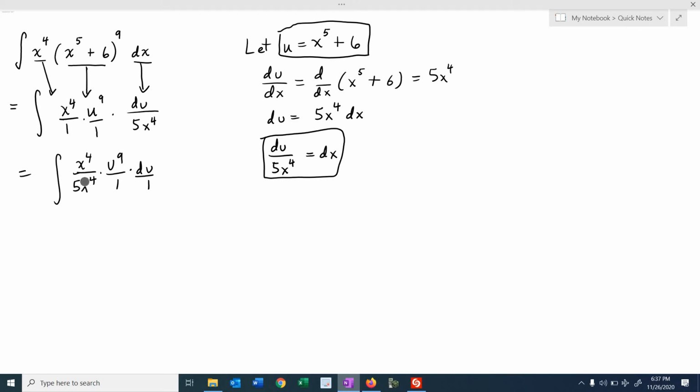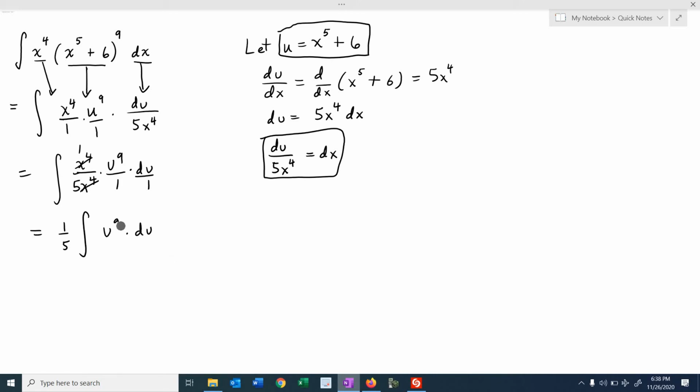Okay, and that clearly shows that x to the fourth cancels out, leaving you with 1/5. And 1/5 is a constant, so you can pull that outside this antiderivative operator. And that's going to leave you with u to the ninth du. And now notice that you've changed this to a new variable, right? The variable of integration was x, and now the variable of integration is u.